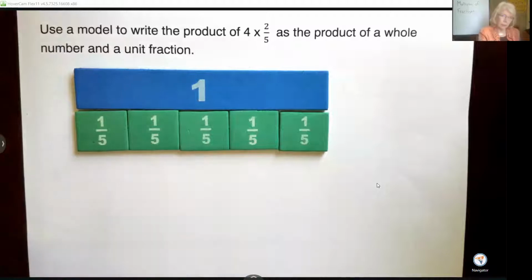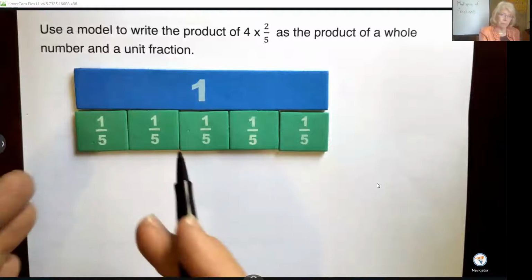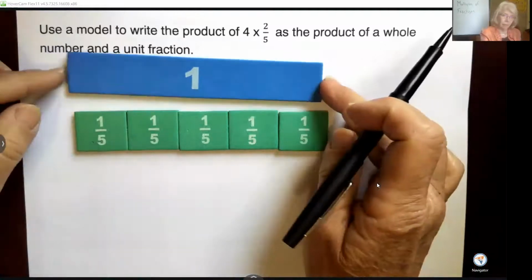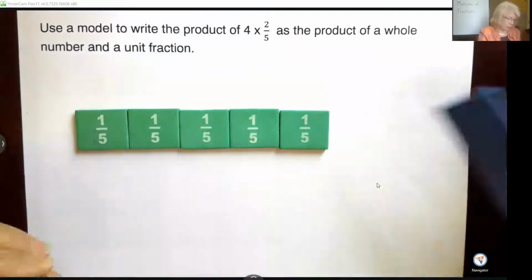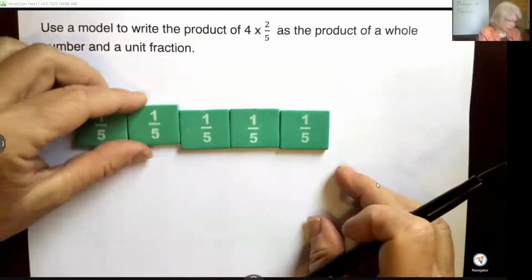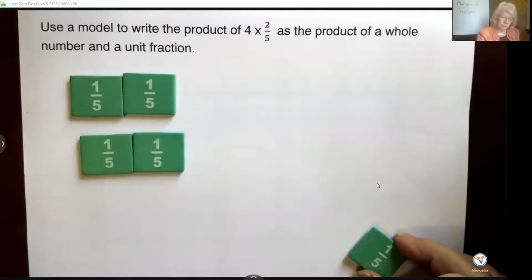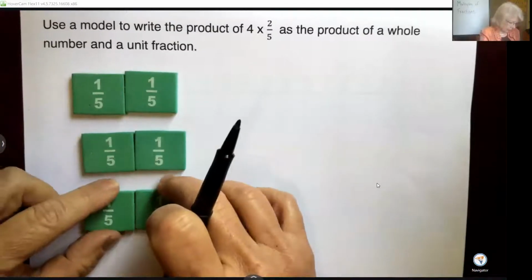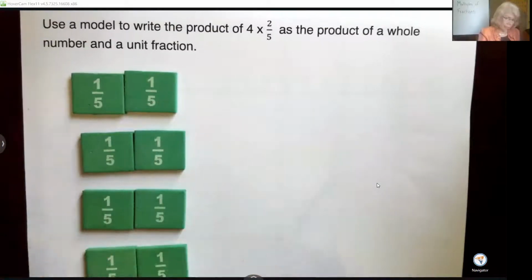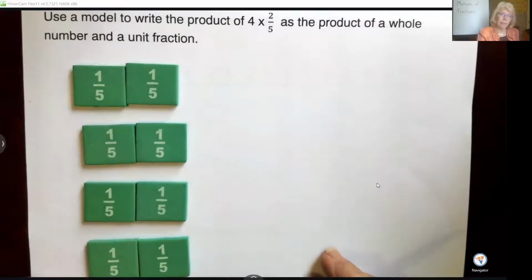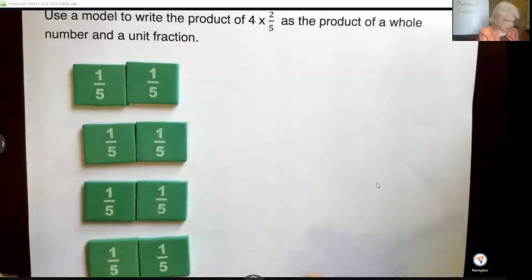Well, let's start with our model, and this is just to remind you what 1/5 is, which is one of 5 equal parts of one whole, okay? So for us to do 4 times 2/5, we're gonna take 2/5 one time, 2/5 the second time, 2/5 the third time, and 2/5 a fourth time. So that is 4 times 2/5.